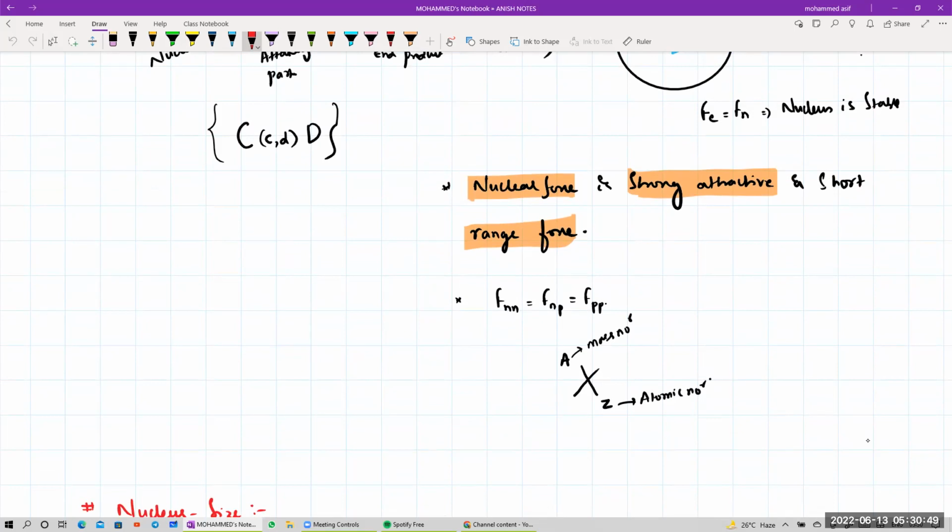Okay, an element is represented. Above one is known as mass number, below one is known as your atomic number.